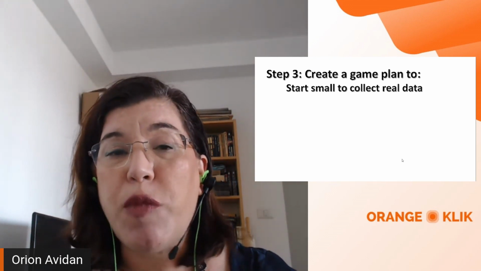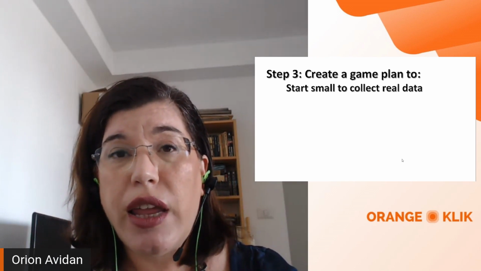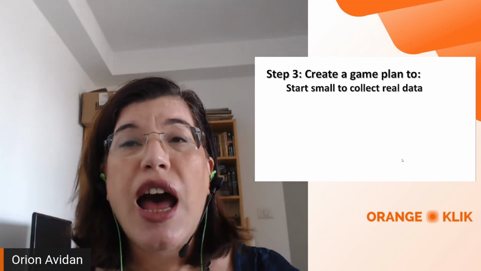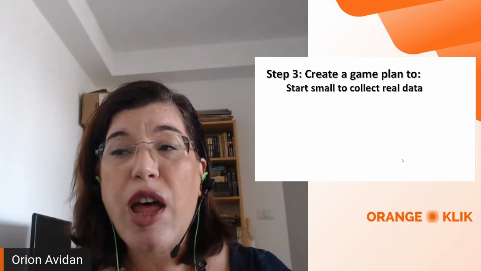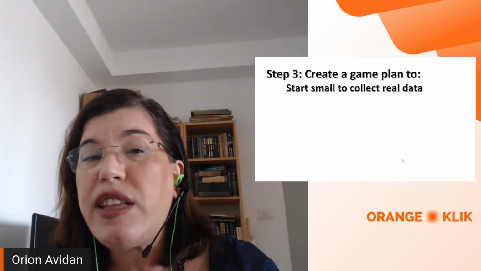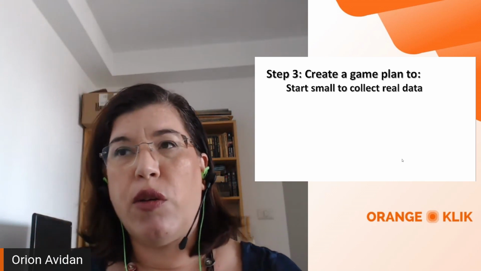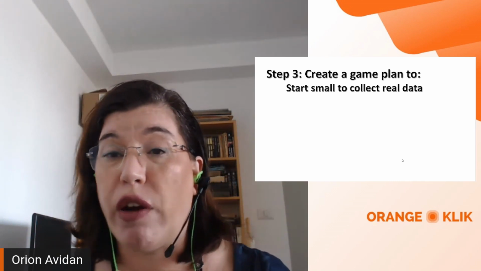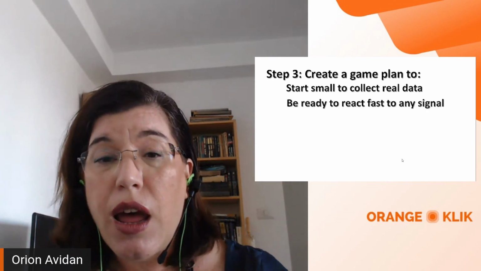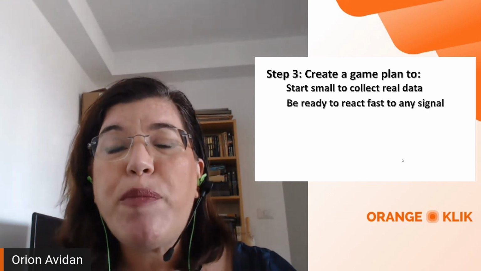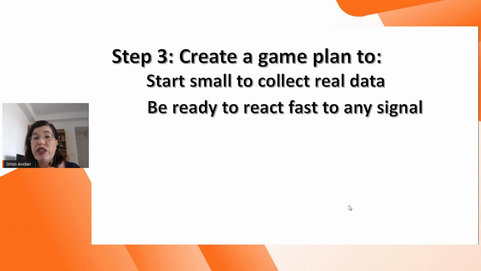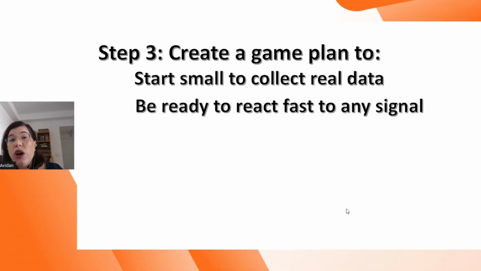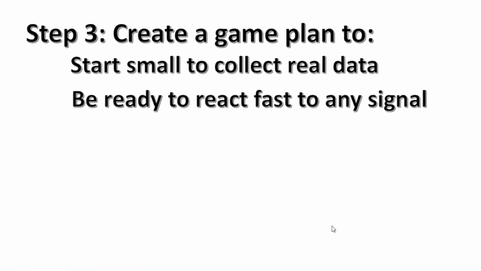We want to start small and collect real data. Even if it's a big seller, how can we mitigate the losses of not having enough by starting small and limiting the exposure, so that the big demand comes when we are ready and not before that? And also have the plan in place to react very fast. So you need to know the signals. How will you know what is actually happening, and what are you going to do when you know that?